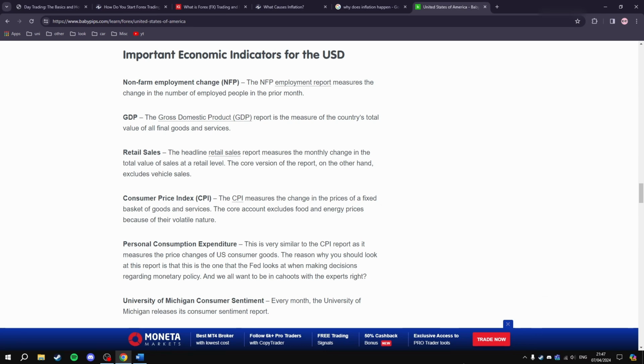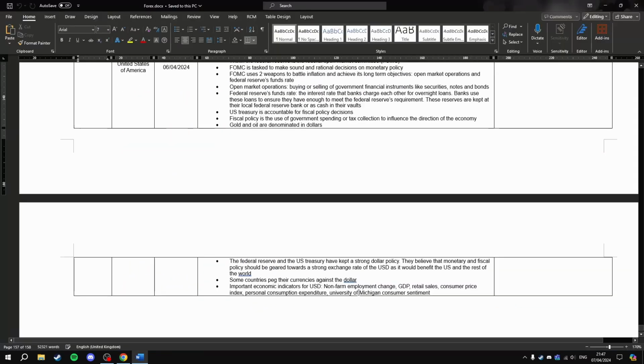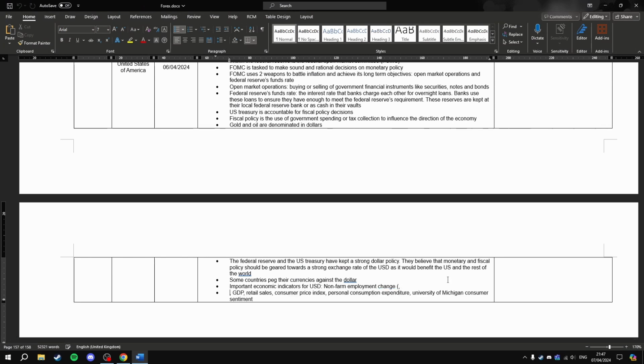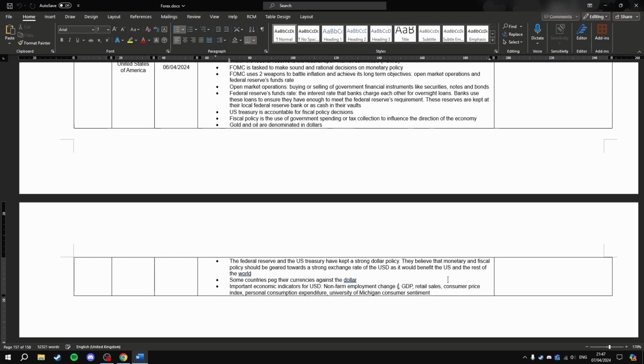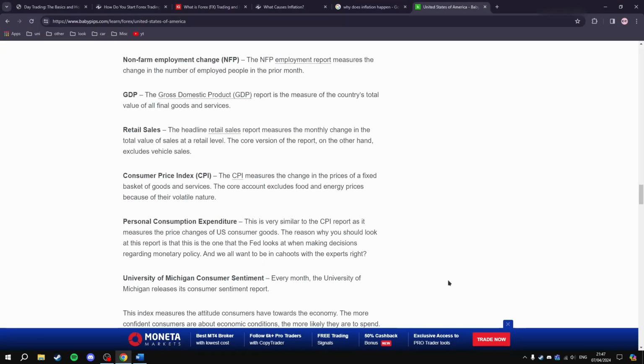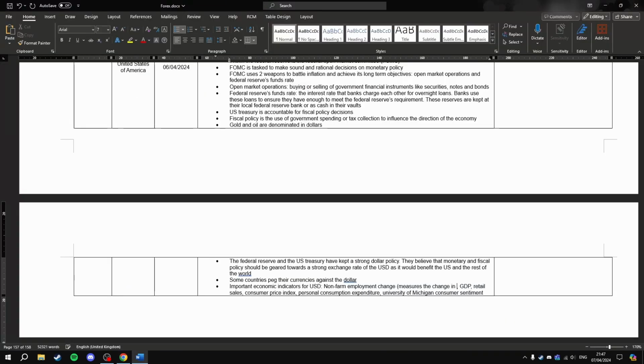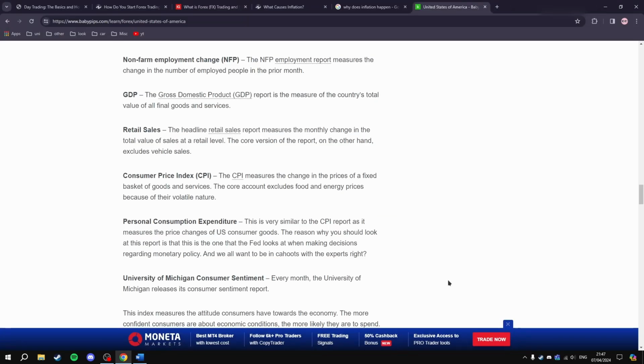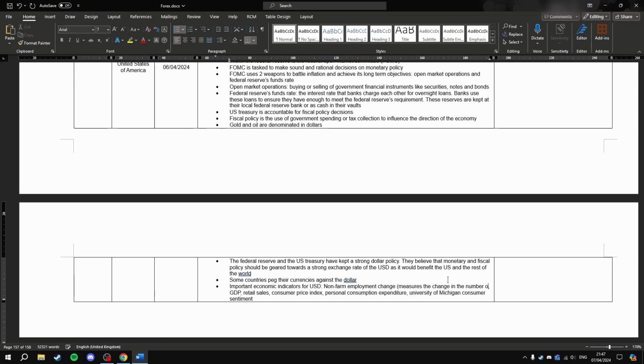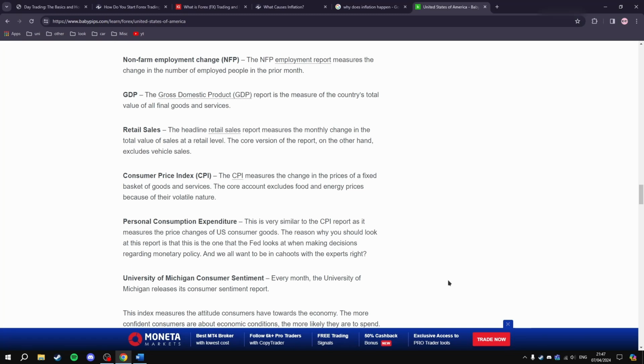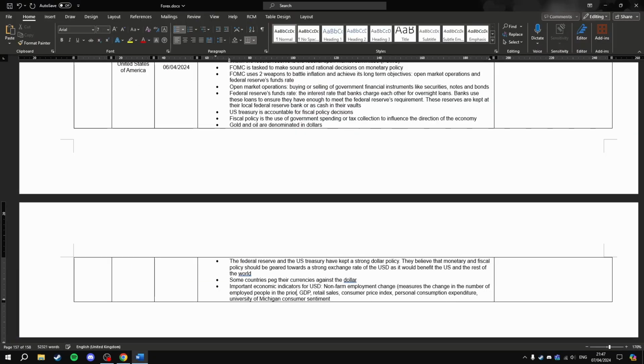Non-farm employment change, or NFP for short. The NFP employment report measures the change in the number of employed people in the prior month.